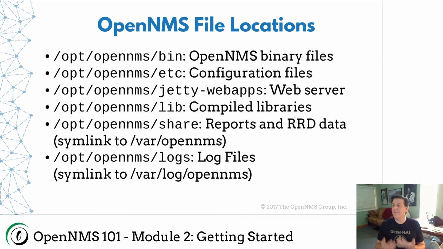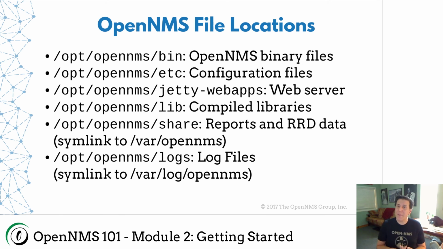First of all, we need to be aware of where the OpenNMS files are located. Binary files are in the /opt/opennms/bin directory. Remember, if you're on a Debian-based distro, you want to substitute /opt for /usr/share. So it'll be /usr/share/opennms/bin instead of /opt/opennms/bin. We run a few files in bin, but we don't spend much time there. We do spend a lot of time in the etc directory, which is where the configuration files live.